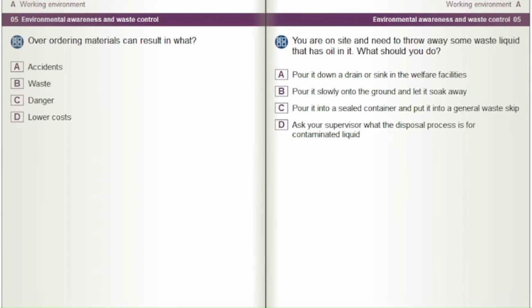You are on site and need to throw away some waste liquid that has oil in it. What should you do? Pour it down a drain or sink in the welfare facilities. Pour it slowly onto the ground and let it soak away. Pour it into a sealed container and put it into a general waste skip. Ask your supervisor what the disposal process is for contaminated liquid.